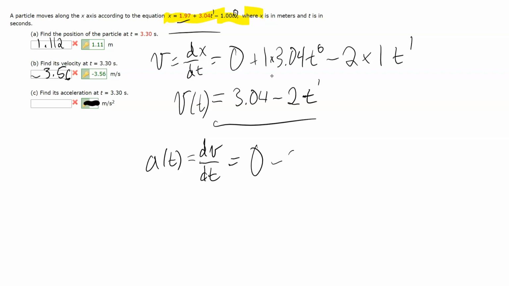Then we're going to do minus 2 times the exponent times 1 times t to the 0. So this just becomes that the acceleration is equal to negative 2 meters per second per second. So that's our answer for this last part.